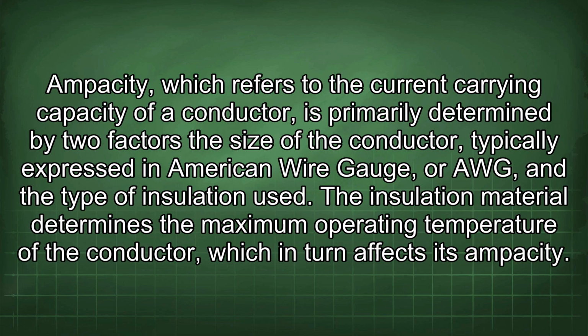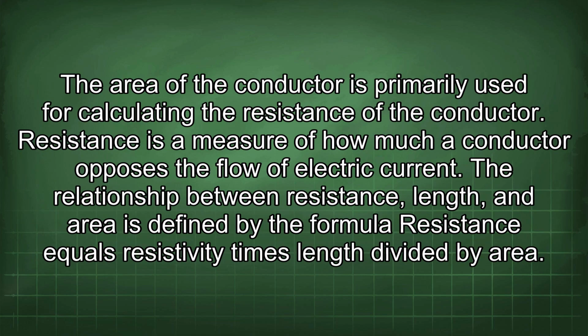Ampacity, which refers to the current carrying capacity of a conductor, is primarily determined by two factors: the size of the conductor, typically expressed in American wire gauge or AWG, and the type of insulation used. The insulation material determines the maximum operating temperature of the conductor, which in turn affects its ampacity. The area of the conductor is primarily used for calculating the resistance of the conductor.